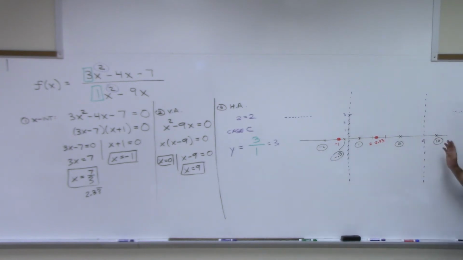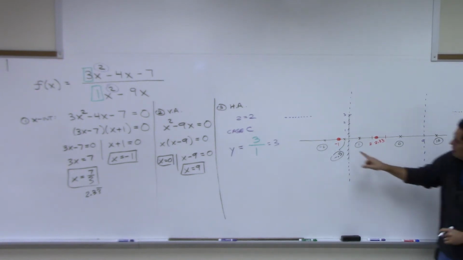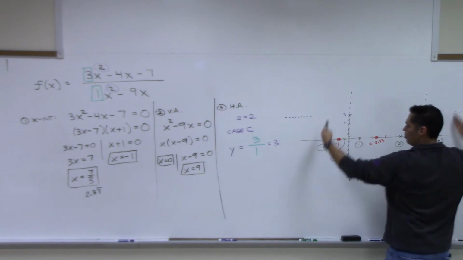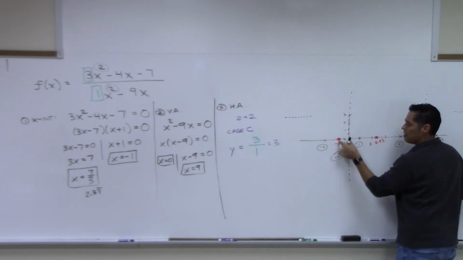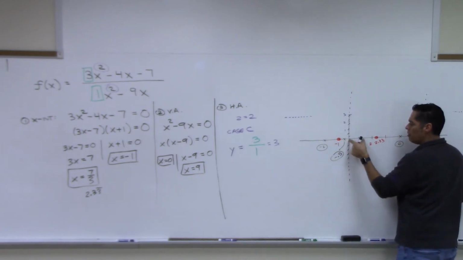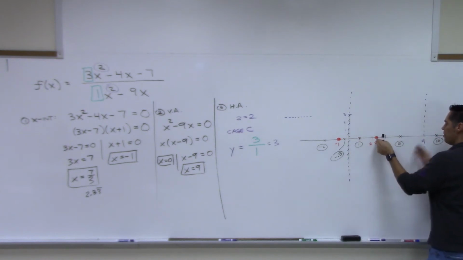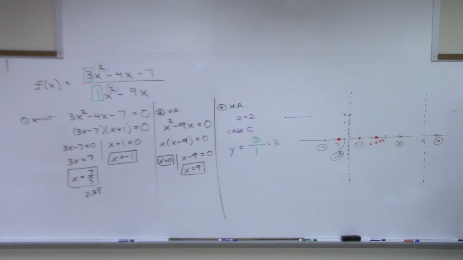You're just making sure you have one in between each x-intercept and vertical, and then at the ends. So you have the 2 at the end, and then here's an x-intercept and a vertical. I have 1 between there. Here's a vertical and an x-intercept. I have 1 between there. Here's an x-intercept and a vertical. I have 1 between there.